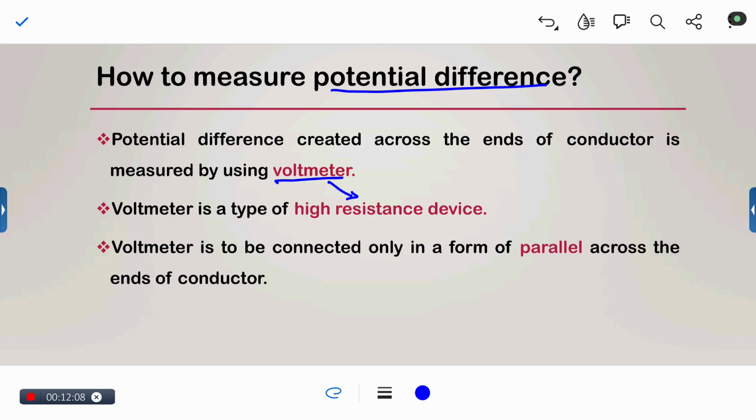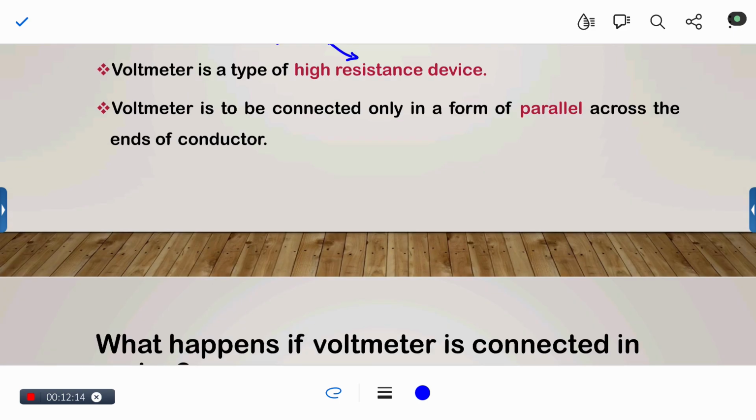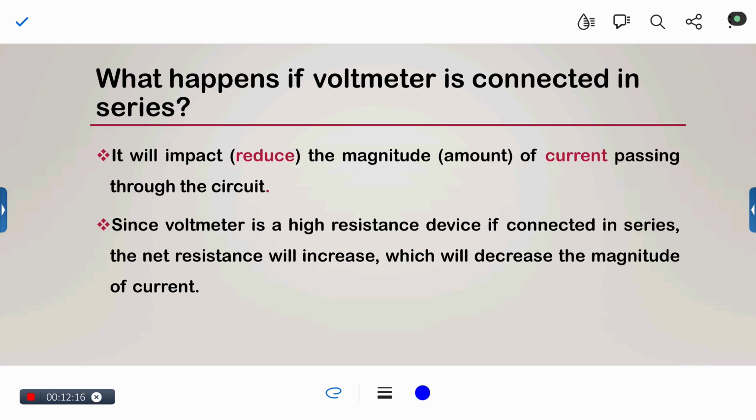And where does this voltmeter need to be connected? It needs to be connected only in parallel to the cell. And what happens if the voltmeter is connected in series? It will have an impact: it will reduce the flow of current whenever you connect the voltmeter in series. So why is it happening like this?